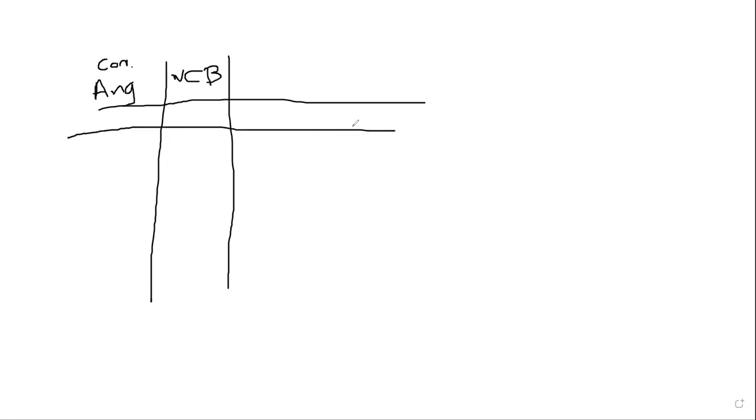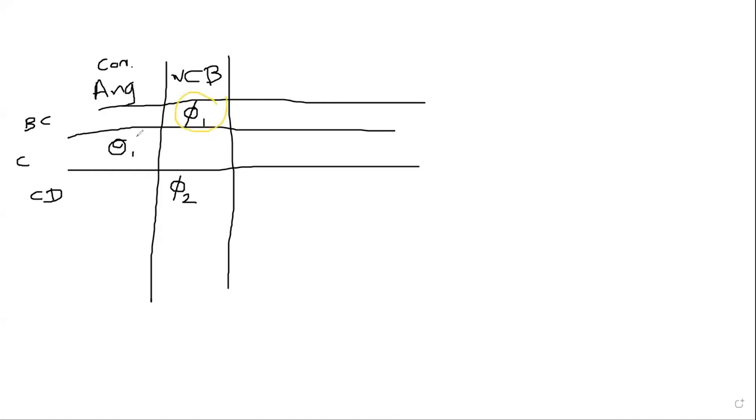So the first one is there. This is φ1. If this is, let's say, BC, station C, here you have θ1. Now your task is to find CD. So this becomes φ2 then. How do you have to calculate φ2? You add this one plus this one. Plus or minus 180 will come there.